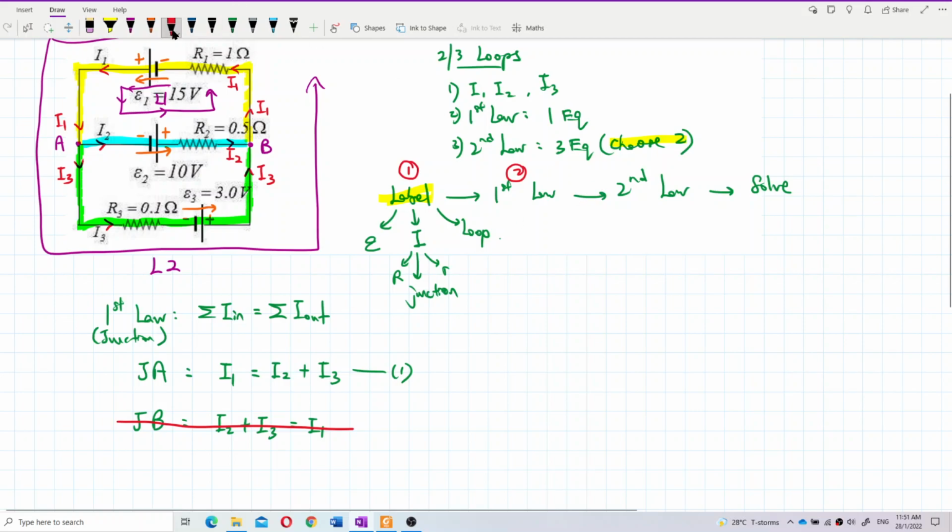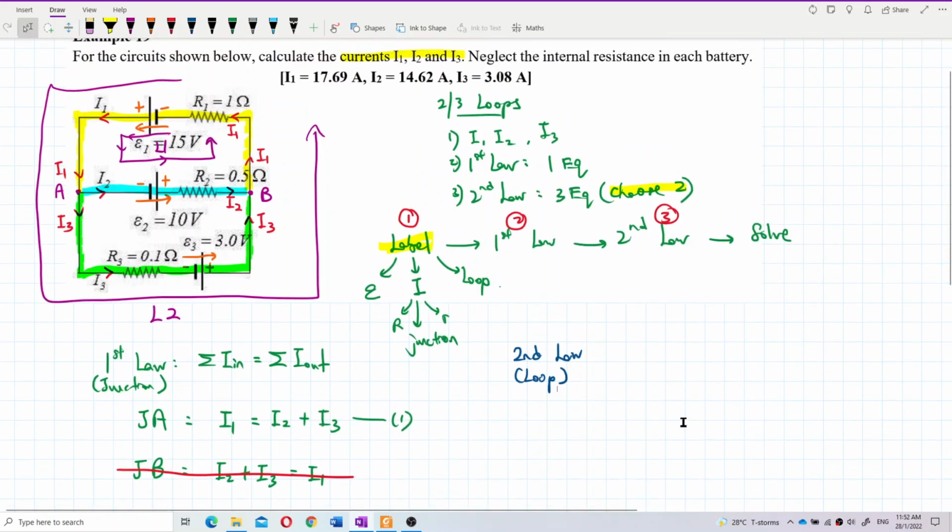Now, my third step, second law. Second law, that's my loop law. Loop law is about total EMF equal to total IR.